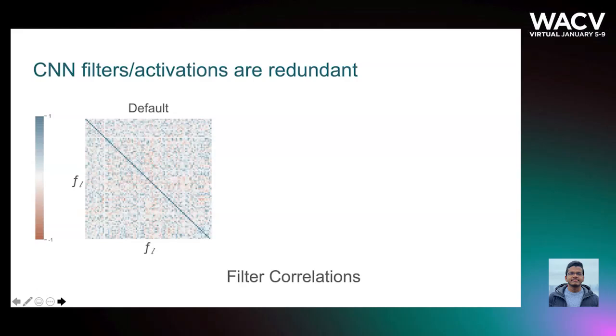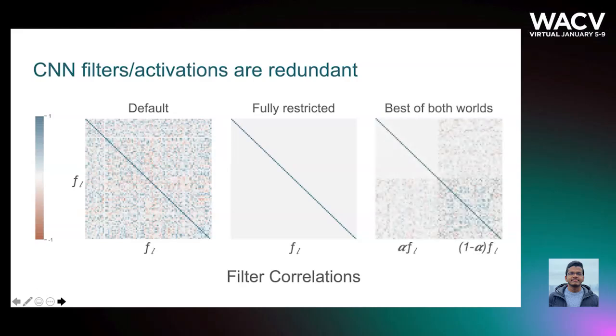We can force these filters to be linearly independent or orthogonal, in which case the correlation matrix looks like this. However, if we restrict these filters as such, we also restrict the capacity of these filters to learn meaningful features. However, we can have the best of both worlds. We can have a set of filters which is linearly independent and a set of filters which is strictly linearly dependent. By doing so, we can control the redundancy.